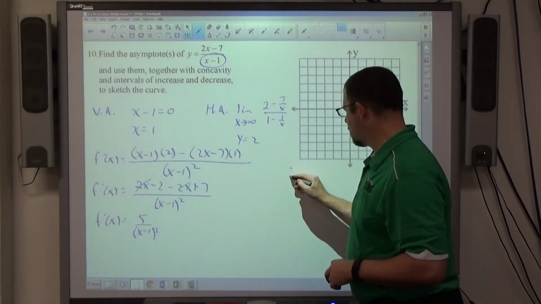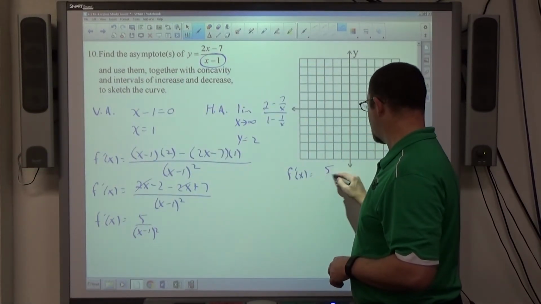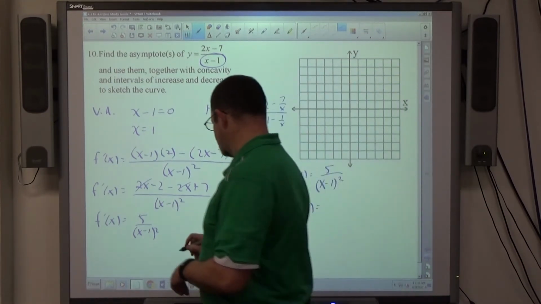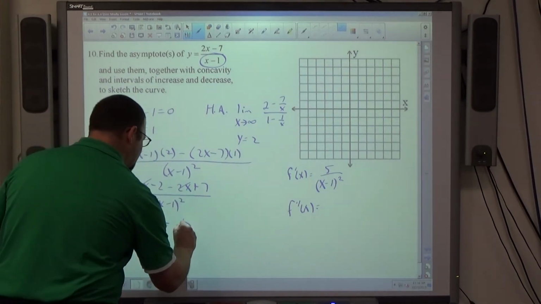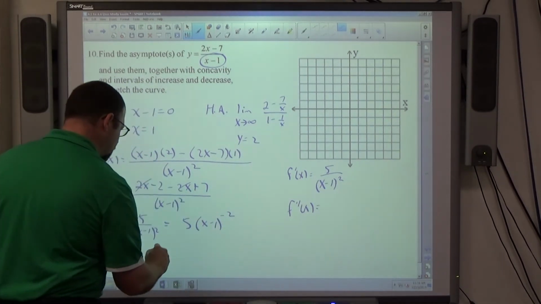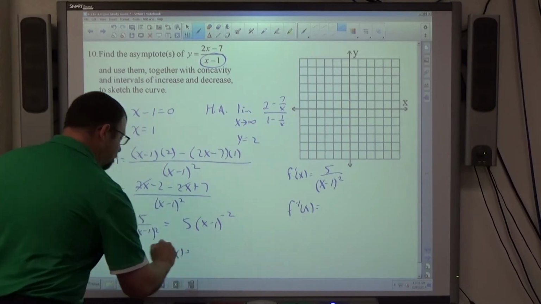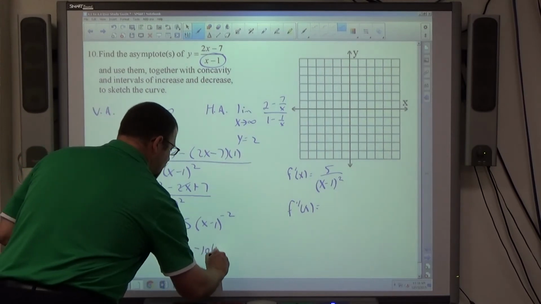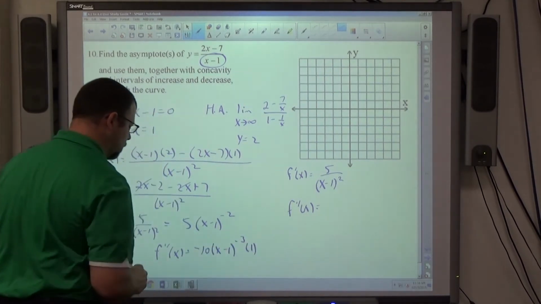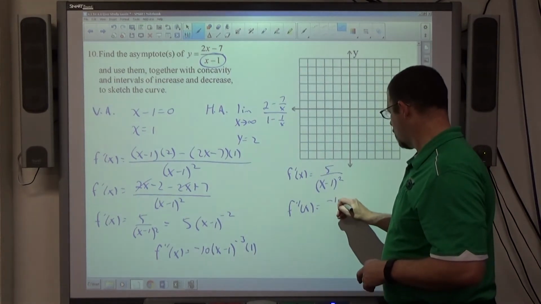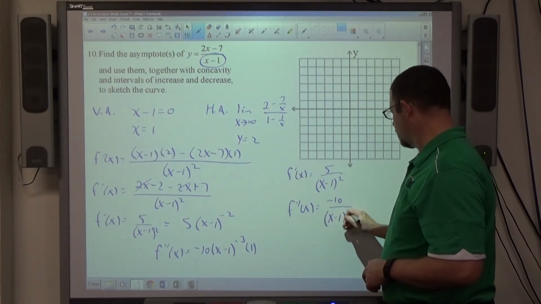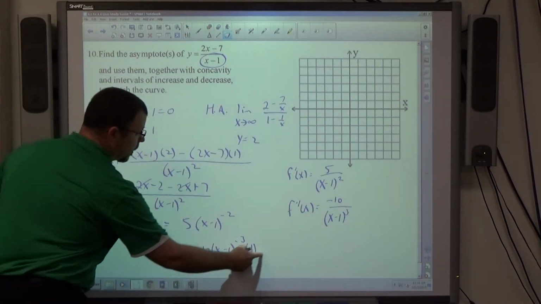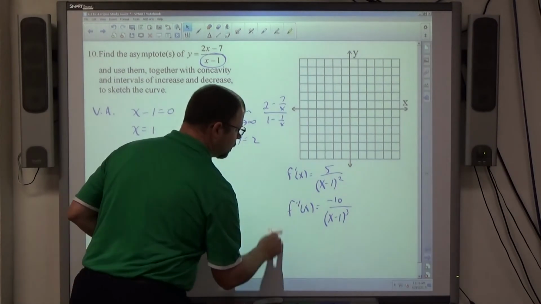So f prime of x is 5 over (x minus 1) squared. F double prime of x, if I change this to 5 times (x minus 1) to the negative second power, f double prime of x is just a chain rule with power rule involved. So negative 10 times (x minus 1) to the negative third times 1. So negative 10 on top over (x minus 1) cubed on the bottom. Again, this would all be scratch work somewhere out of the way so it doesn't jumble up all your stuff.